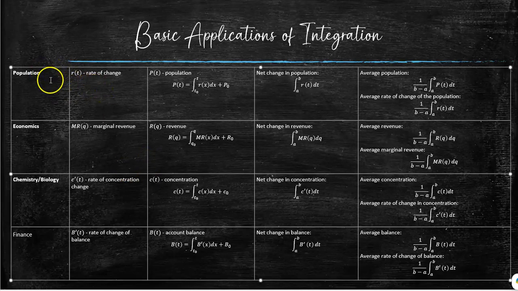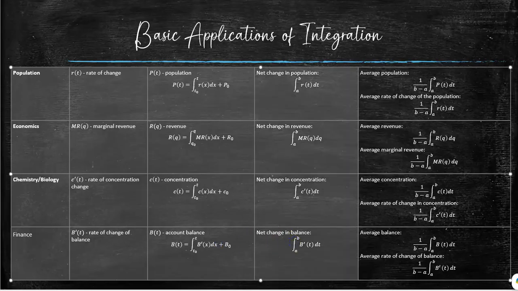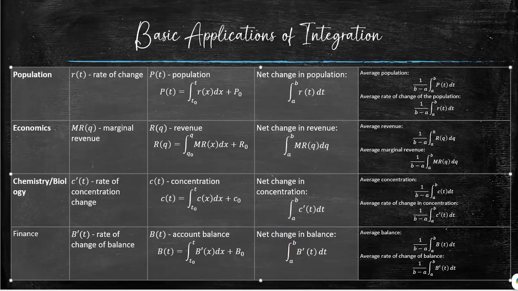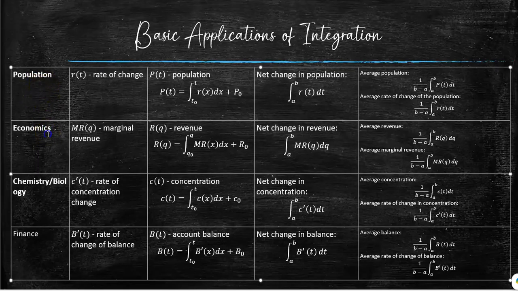We have different contexts, in different branches of science, such as economics, biology, and chemistry. And in different contexts, you may be given a function representing a rate of change of another function. So in economics, you could be given a marginal revenue function, which is the revenue from producing and selling an additional unit. Or it could be marginal cost or marginal profit. It could be rate of change of concentration and so on. It could be rate of change of balance in your banking account or your investment.